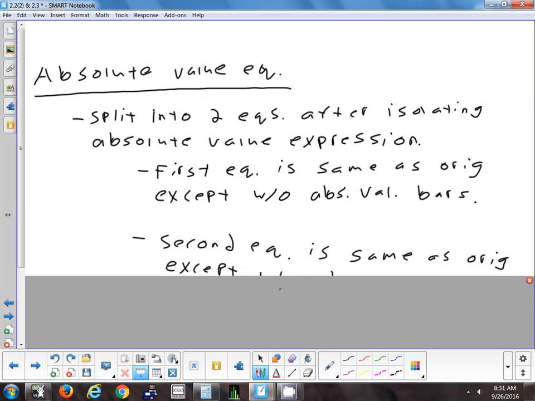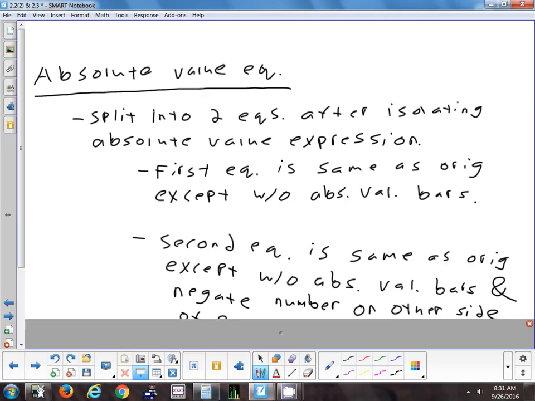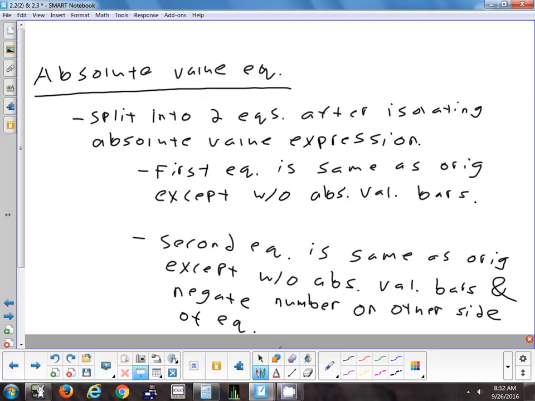Okay, the second equation you split it into is the same as the original, except you take away the absolute value bars and you have to do one other thing. Okay, we have to negate the number on the other side of the equation. That means change the sign of it. Okay, so the second equation is the same as the original, except you have to do two things. Take out the bars and change the sign of the number that's on the other side.